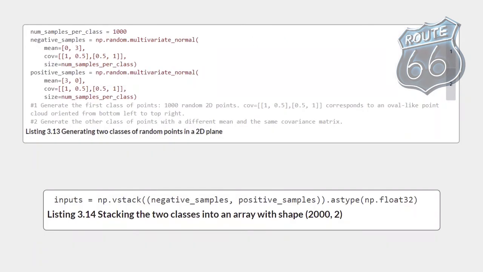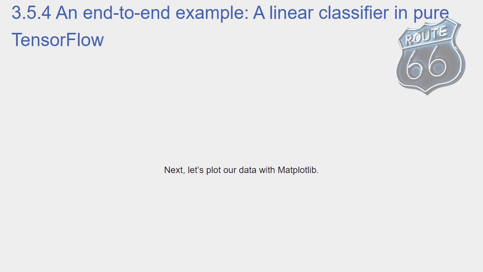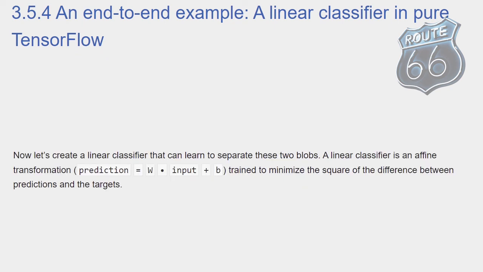In the preceding code, negative_samples and positive_samples are both arrays with shape (1000, 2). Let's stack them into a single array with shape (2000, 2). Let's generate the corresponding target labels, an array of zeros and ones of shape (2000, 1), where targets[i, 0] is 0 if inputs[i] belongs to class 0, and inversely. Next, let's plot our data with matplotlib.